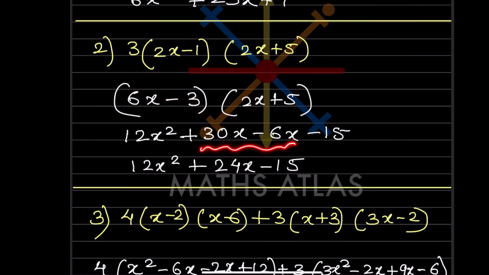Again, you will take the like terms together. This will be the same. Plus 30 minus 6 is going to be plus 24. And this will be minus 15.